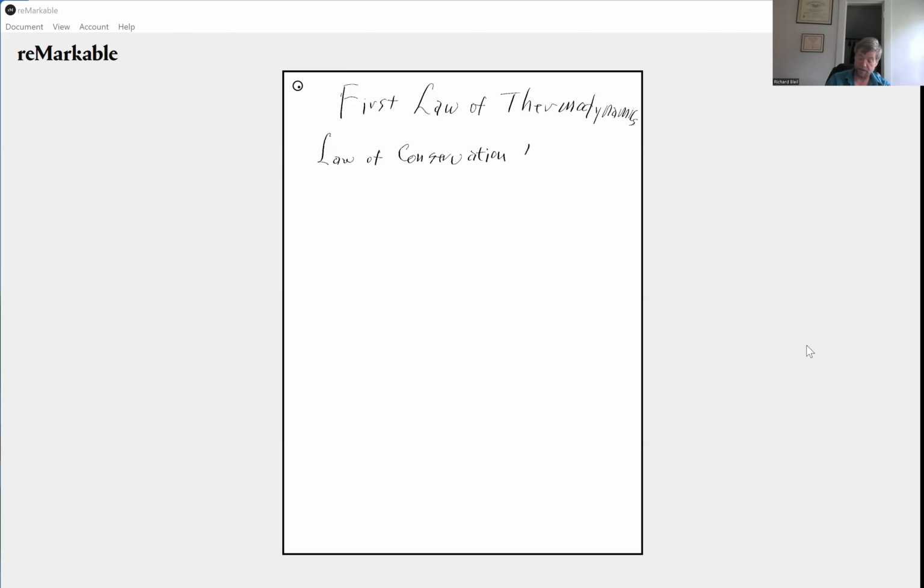and I told you this, every law is going to define a new term and a new equation. Energy is the new term in the first law. It's the law of conservation of energy.